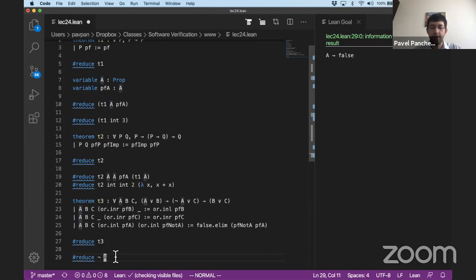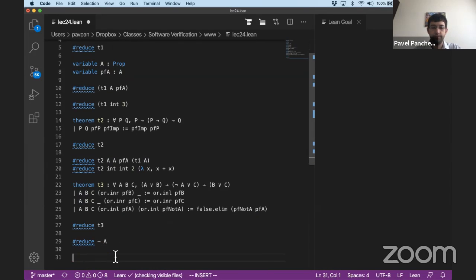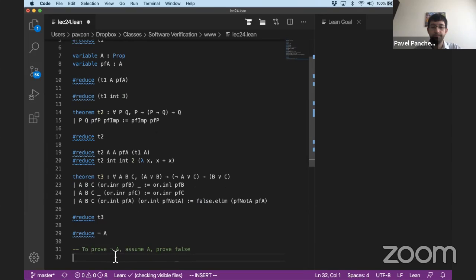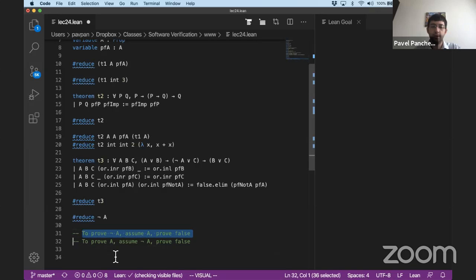Usually in a dependently typed world, you distinguish between two notions of proof by contradiction. One notion is to prove not A, assume A, prove false. The other is to prove A, assume not A, prove false. It turns out that at least in the type theory used in Lean, the first one is valid and is kind of the only way to prove a negation, but the second one is not valid. It is not a valid way to prove A.